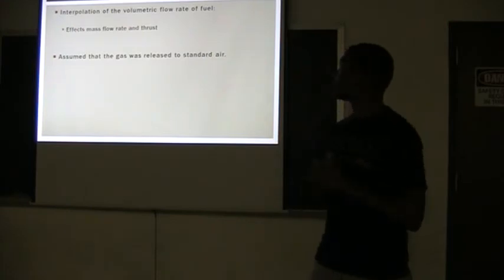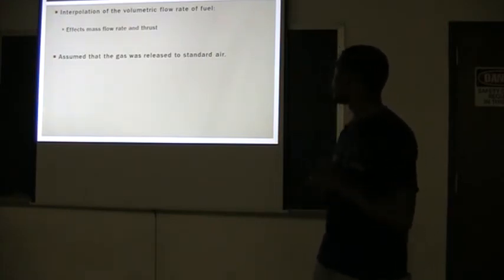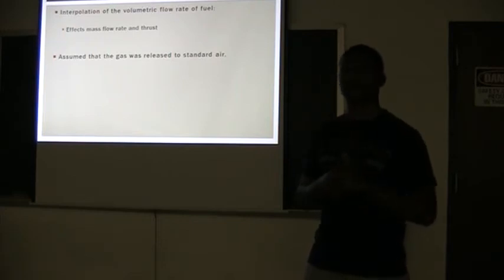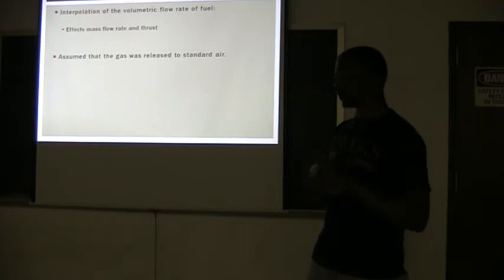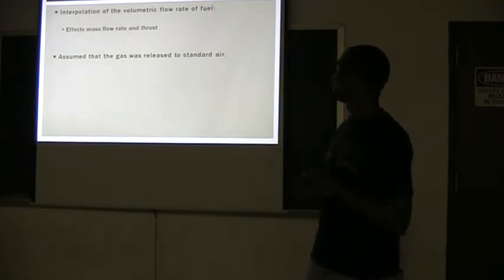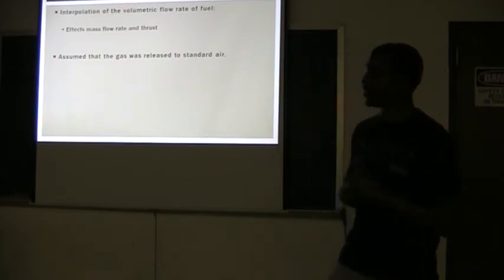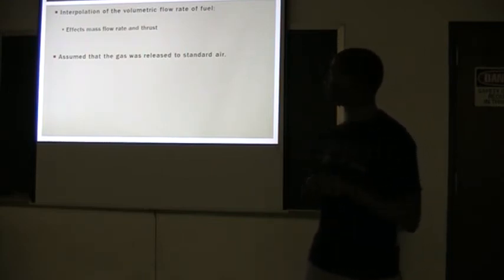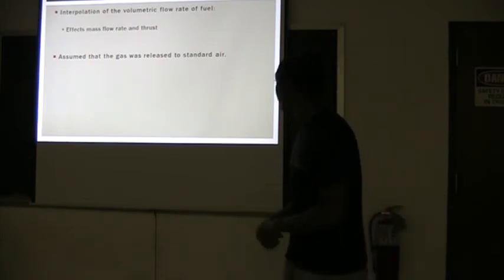Some possible errors I may have had was interpolation of the volumetric flow rate from the calibration table. For some data, I don't think it was linear, so it's hard to do a linear interpolation for data that's not linear. And that affected my mass flow rate and thrust. And I assumed that the gas was released as standard air.